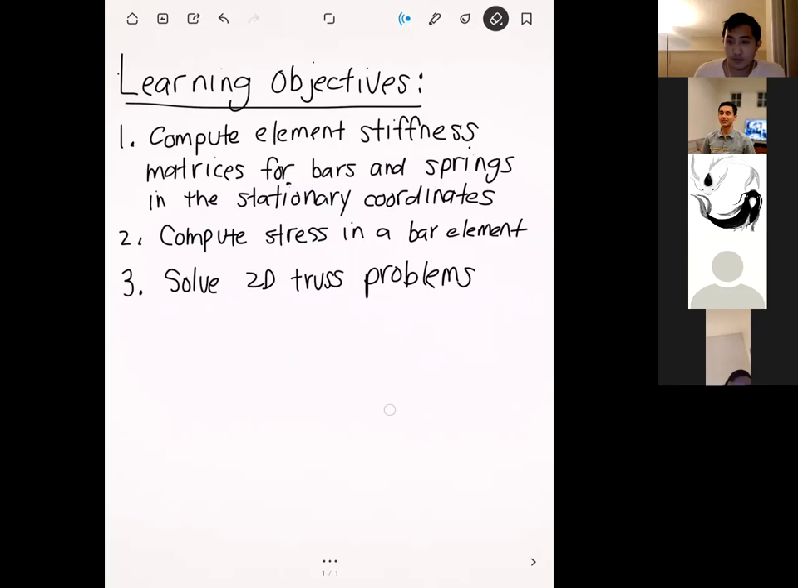Are we continuing off the Truss notes? Yes. Okay, cool.